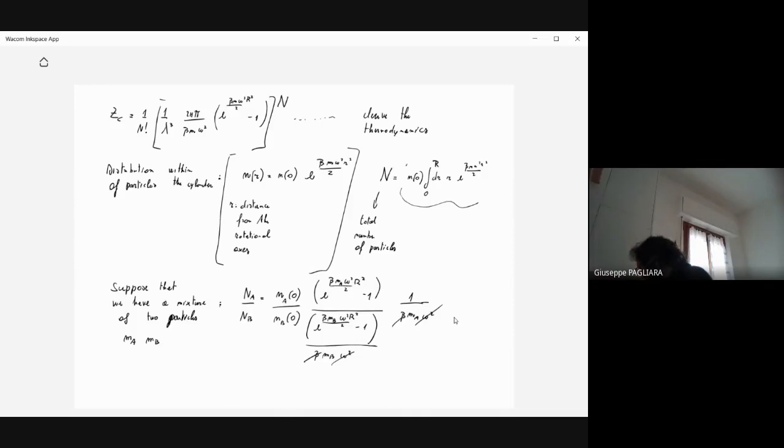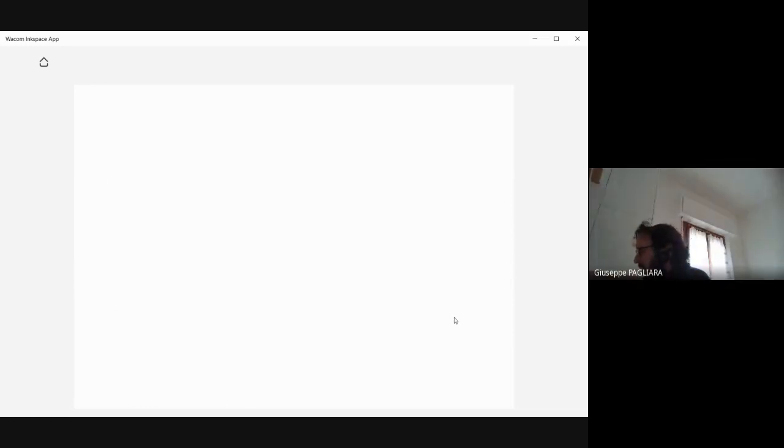If I remove this, I have that if I want to write the density at the rotational axis as a function of the rest, NA0 divided by NB0 is equal to MA NA divided by MB NB.